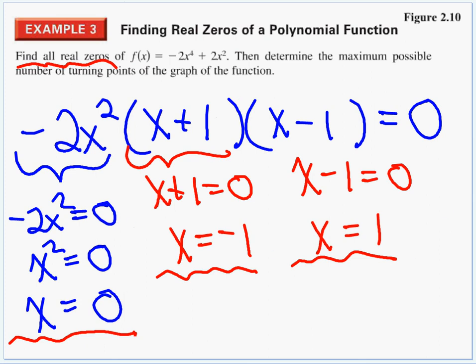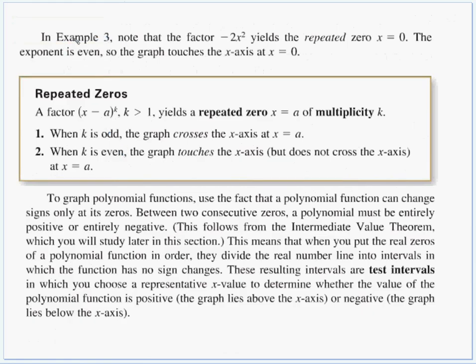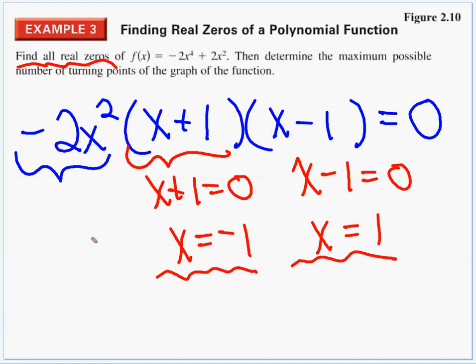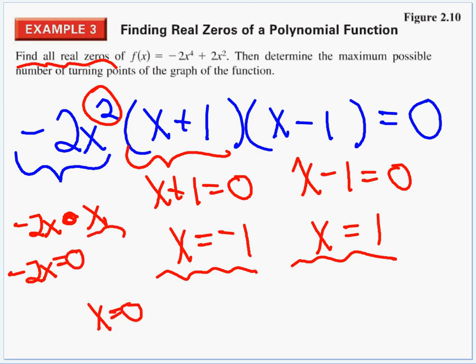Now that slide I sort of skipped over. It says here, note in that example, this negative 2x squared yields a repeated factor of x equals 0. The exponent is even, so the graph will touch the x-axis at that point. And let me even back up here. When we were factoring this, we could have broken this up into a negative 2x times another x to get the x squared. And we could set each of those equal to 0. Negative 2x equals 0, and we could set the other x equal to 0. So since here it was a power higher than 1, it's a repeated 0.